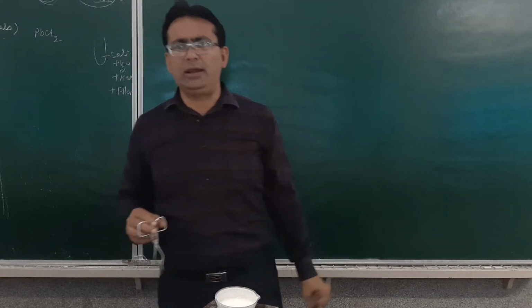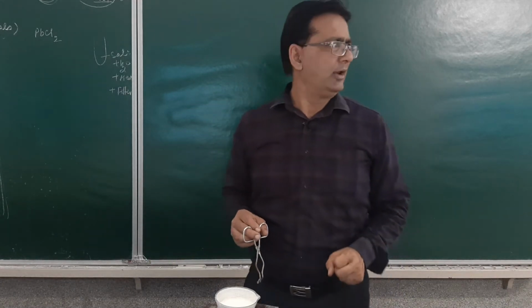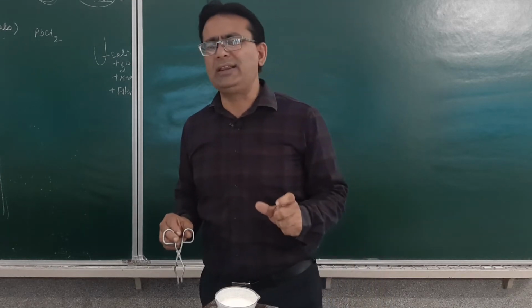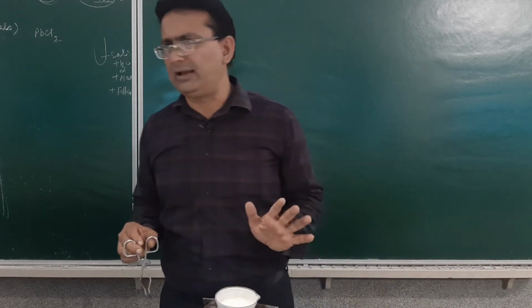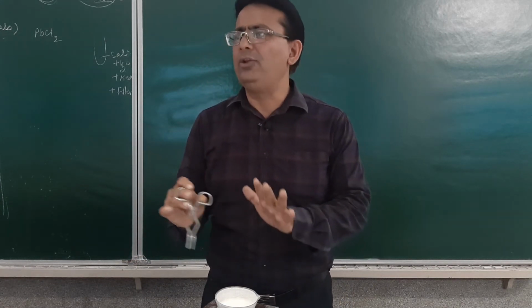Reddish brown ring will be observed at the junction of the two liquids. And when the reddish brown ring is observed at the junction of the two liquids, it will indicate the presence of a nitrate ion in the given salt. Am I clear? You have to observe since it is heated up.